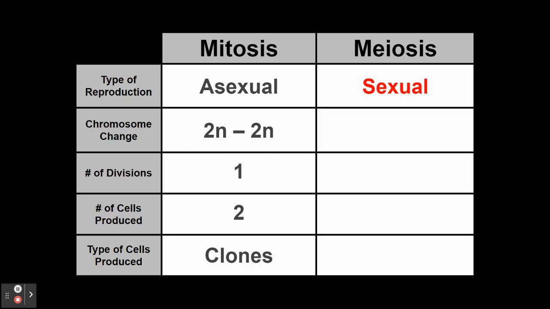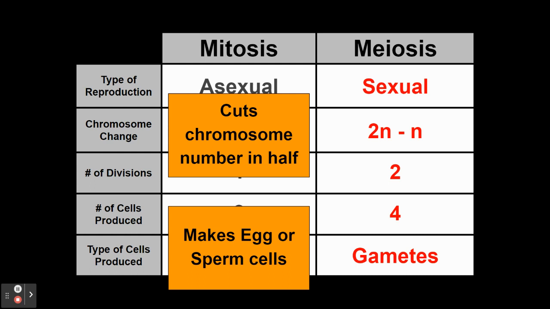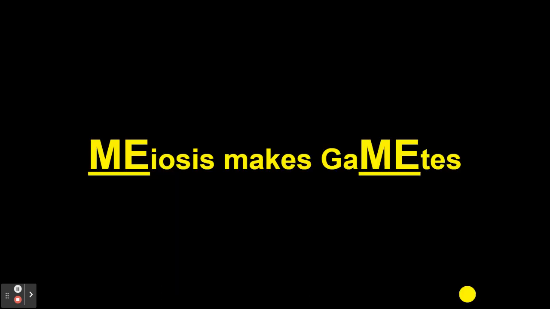Meiosis, on the other hand, makes me, because we are the products of sexual reproduction. So meiosis makes sex cells. And these are cells that have to have half the number of chromosomes so they can come together to make the baby. This requires two cell divisions, so it produces four cells, and these are gametes. So remember, these are the egg cells or the sperm cells that are involved in sexual reproduction. So meiosis makes gametes, and gametes come together to make me.